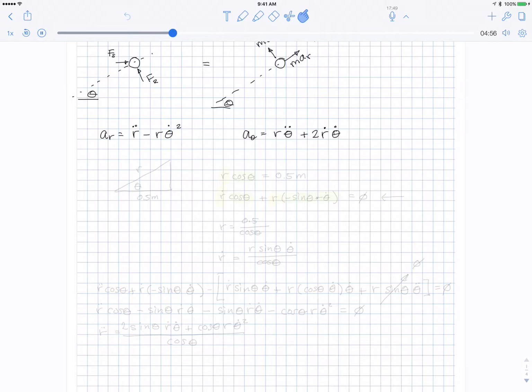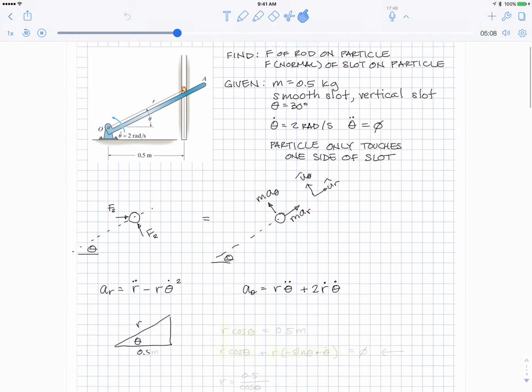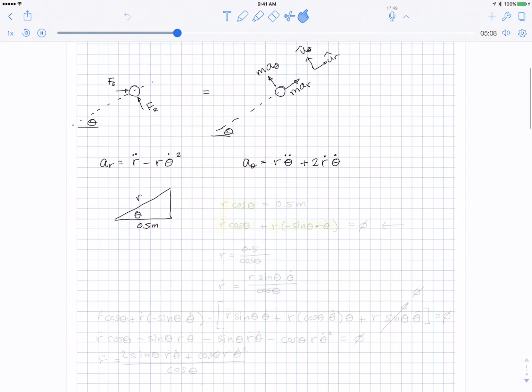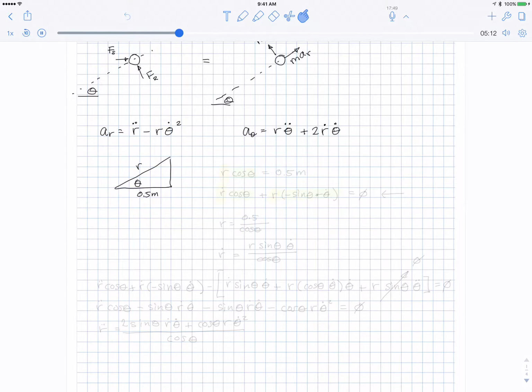And we're going to have to use geometry. So here we go. There's the triangle we need to know. There's the radius. There's theta. And we are fortunately given that that's 0.5 meters. And we can relate r to theta. We know that r cosine theta equals 0.5 meters.